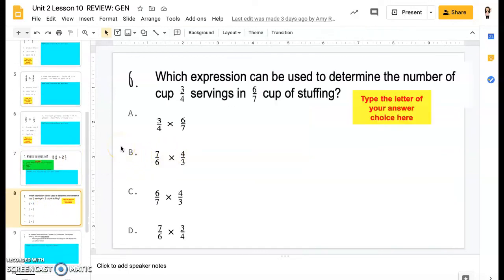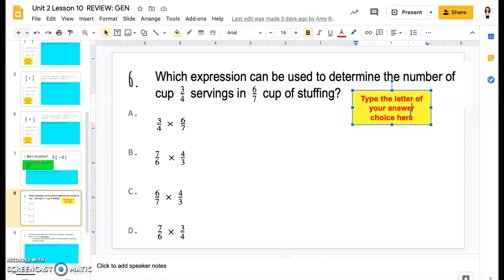Number 6, which expression can be used to determine the number of 3/4 cup servings in 6/7 cup of stuffing? A, 3/4 times 6/7. B, 7/6 times 4/3. C, 6/7 times 4/3. Or D, 7/6 times 3/4. Once you have selected your answer choice, you're going to type it in the yellow box over here.